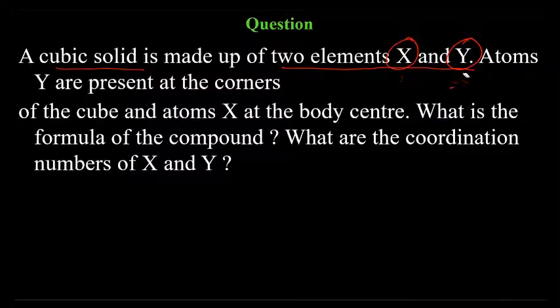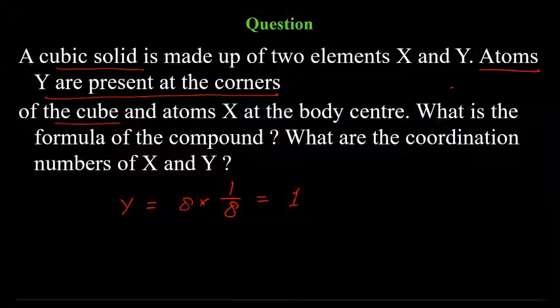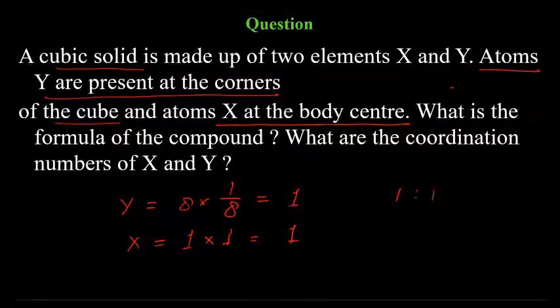So the question says, atoms Y are present at corners of the cube. It means Y contribution will be 1 by 8, 8 into 1 by 8, 8 corners, 1. So effectively Y will be one atom in one unit cell. And atom X at body center means effectively 1 into 1. It means the ratio is 1 is to 1. The formula of the compound will be XY.